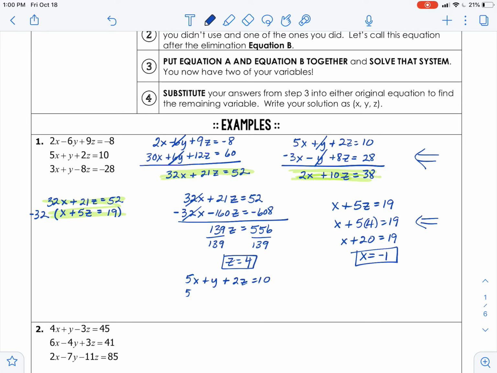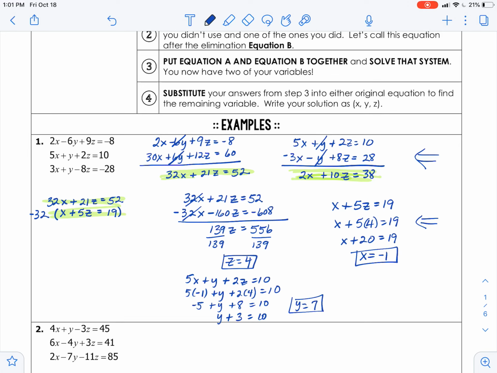So 5 times a negative 1 plus y plus 2 times 4 is 10. I'm just going to simplify. And that would be y plus 3 is 10. So it looks like y is going to be 7.